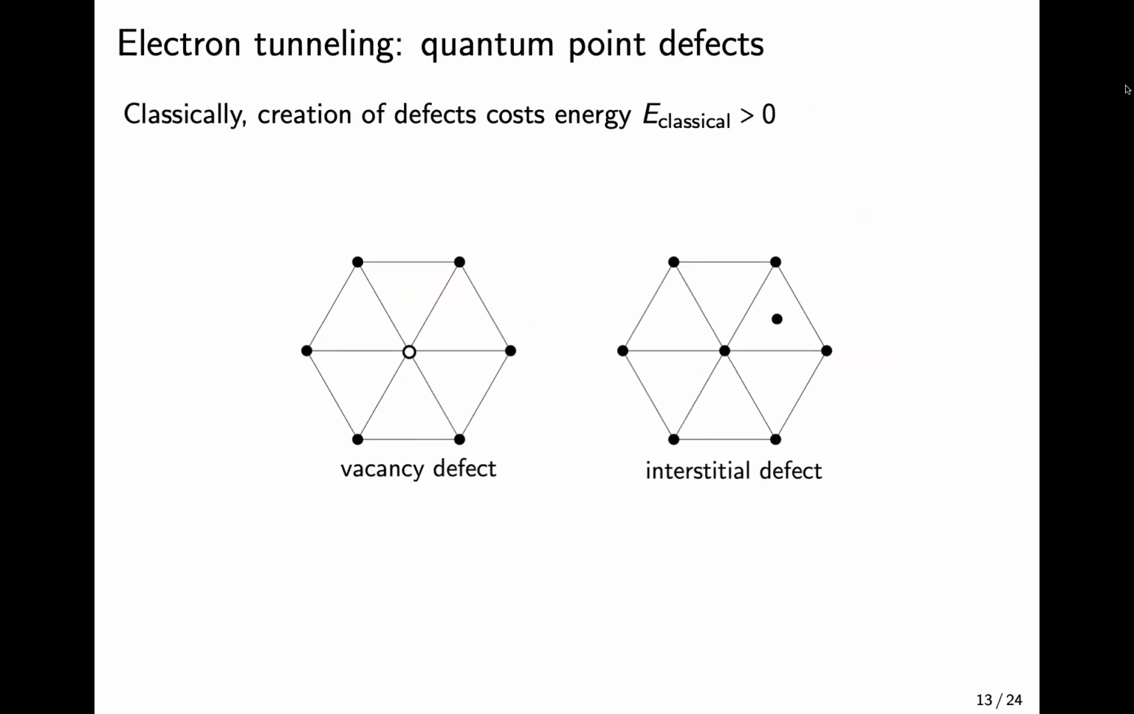Good. So let me put aside now these ring exchange processes and tell you about another type of quantum process that's interesting and perhaps even more important, which is the tunneling of defects in the lattice.